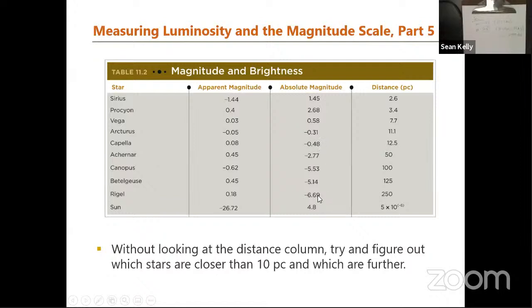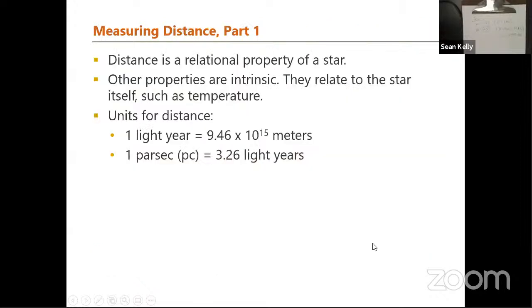So please plan on questions related to this. You don't actually need to do any calculations, but you want to compare apparent magnitude. What happens if the star is less than 10 parsecs from us? When you compare the apparent to the absolute, you will see it get dimmer, right? The number will go higher. What happens when the star is further than 10 parsecs away? When you go from apparent to absolute, it will get brighter, okay? Kind of a simple idea.